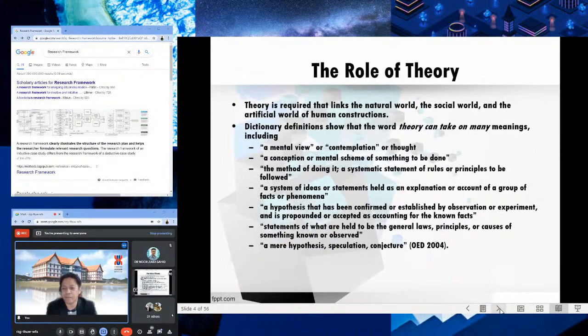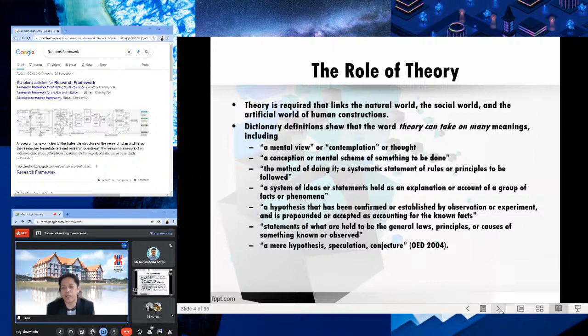Okay, before I go on, the role of the theory. Theory is a basis, actually a basic for any research. When you start any research, you need to understand the theory. What are the theories you refer to, the baseline of the theory before you start any research.